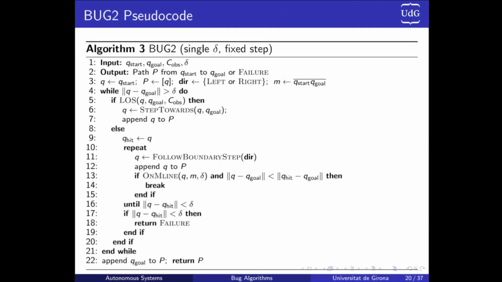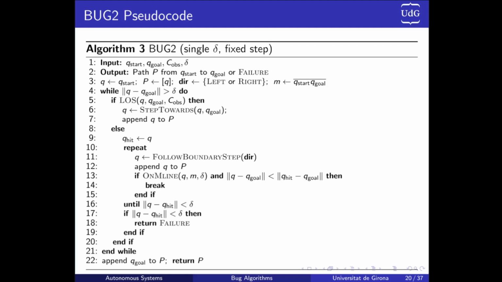Okay, first of all, the pseudocode of the algorithm. The beginning is exactly the same except for this M line. In this M line, we define the line that goes from Q start to Q goal, all the points that are in this line. The initial part is exactly the same. If we have line of sight, we move towards it. If we don't have line of sight, we store again the hit point. We need to store it. And then we start following the boundary in the direction that we have chosen, either right or left, adding the new points to Q.